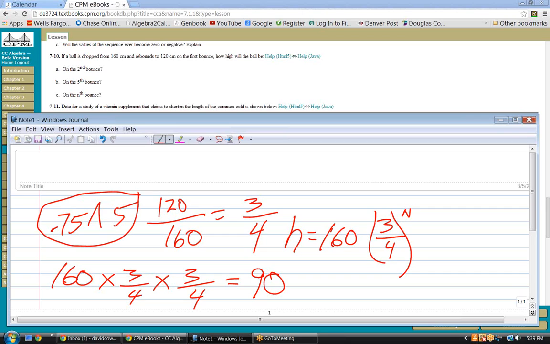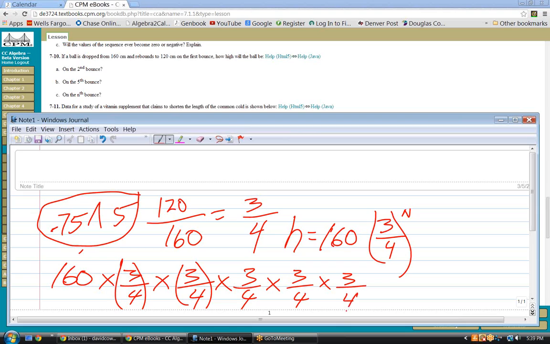On the 5th bounce? Uh-huh. Because we've taken 3/4 to the 5th power. In other words, on the second bounce, n was 2, so we had 3/4 times 3/4. But on the 5th bounce, it's going to be 3/4 times 3/4 times 3/4 times 3/4. That was really the way they wanted us to do the problem.